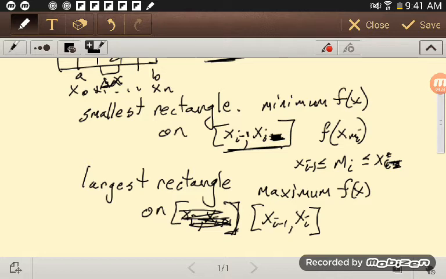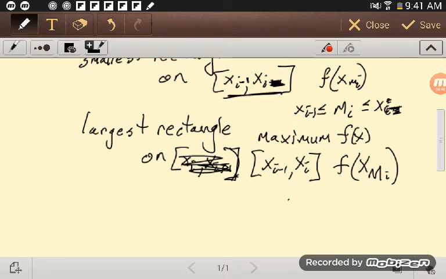Okay, and so they're going to call that f of x sub uppercase m sub i, and so we have x sub i minus 1, forgot my x there, is less than or equal to x sub uppercase m sub i less than x sub i. Okay, so yeah, back there I forgot my x.